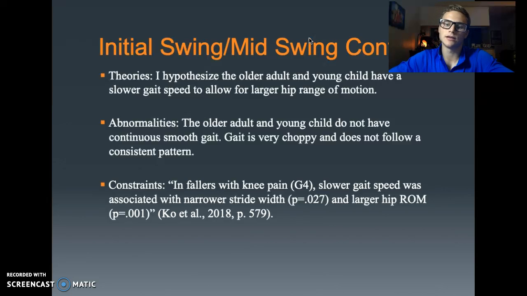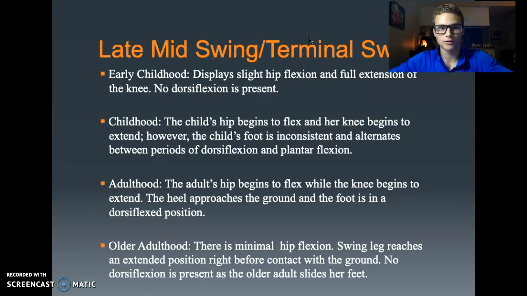Again, going back to knee pain, slower gaits can allow for a little bit more hip range of motion. Like I said, I hypothesize that this is for the older adult and younger child to take their hip through a range of motion that they're not able to naturally do anymore.